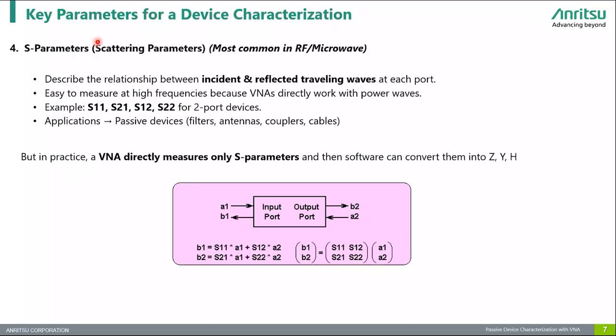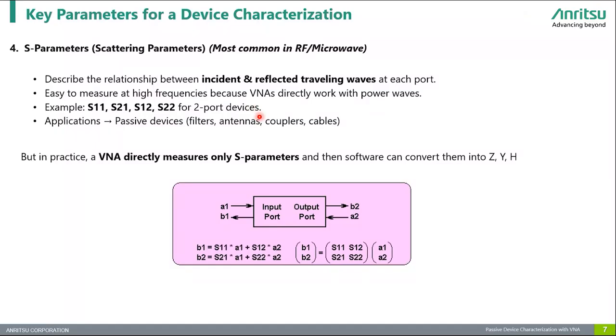Unlike Z, Y or H parameters, which relate voltage and current, S parameters describe how RF energy is reflected and transmitted through a multi-port network. They are especially useful at high frequencies because they deal directly with traveling waves, the incident and reflected power waves, which is exactly what a vector network analyzer can measure.